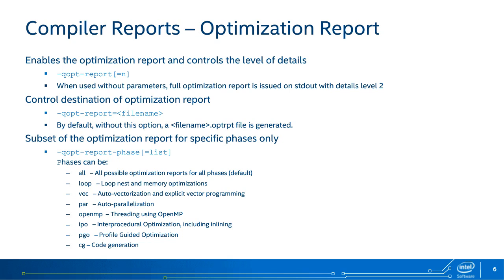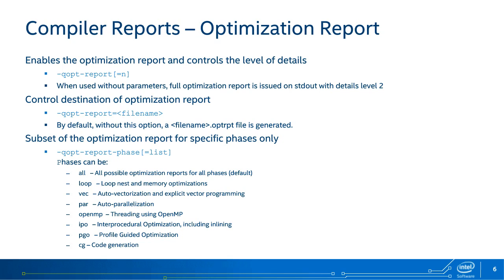When optimization reporting is enabled, the default is QOptReport phase all, showing reports from all optimization phases. However, you may control it by using the QOptReport phase option. So, for example, you can set QOptReport phase to vectorization in order to get only the optimizations from the vectorizer which were applied to your code. And later we will see some nice examples of this.